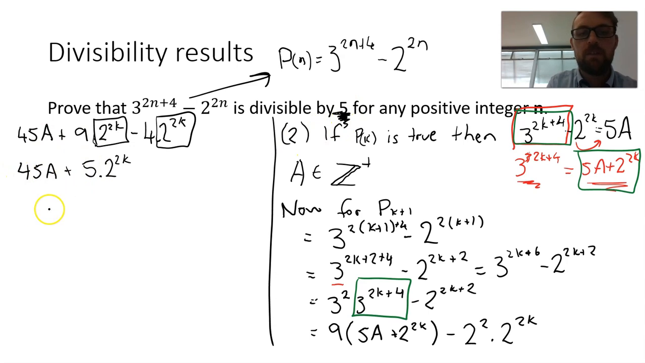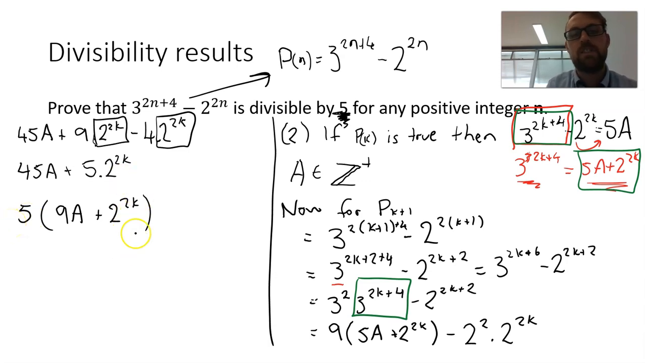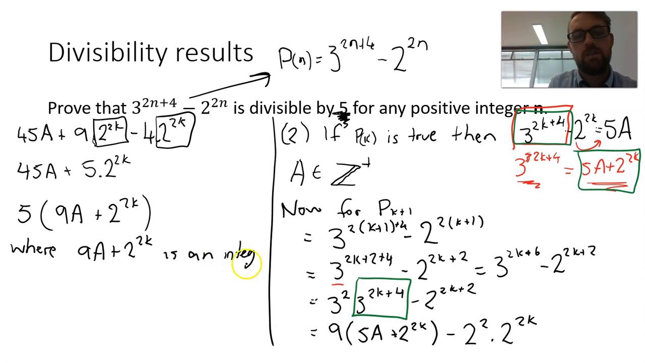So I'm going to factor out the 5 from each. So if I factor out the 5 from the first one, so I should be able to do this if it's divisible by 5. 5 times 9 is 45, so I get 9a, because 5 times 9a is 45a, plus, if I take 5 out of that, I'm just left with 2 to the power of 2k. What I realize is I've got 5 times this whole thing, and all of these things in here are just numbers. So the formal way to write this out is where 9a plus 2 to the power of 2k is an integer, okay, which just means a whole number, as we already set the a belonging to the positive integers Z. So we did that right at the start.